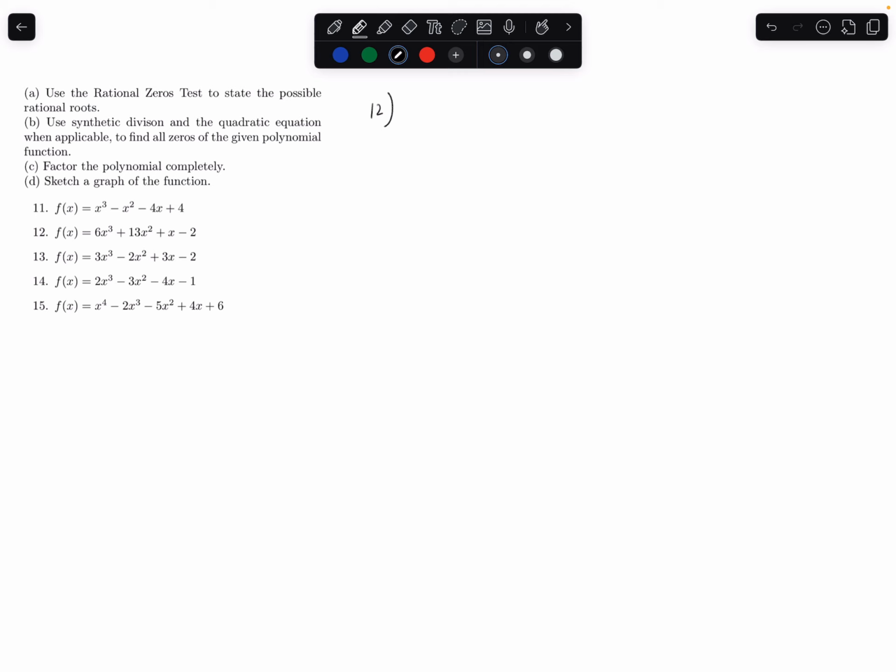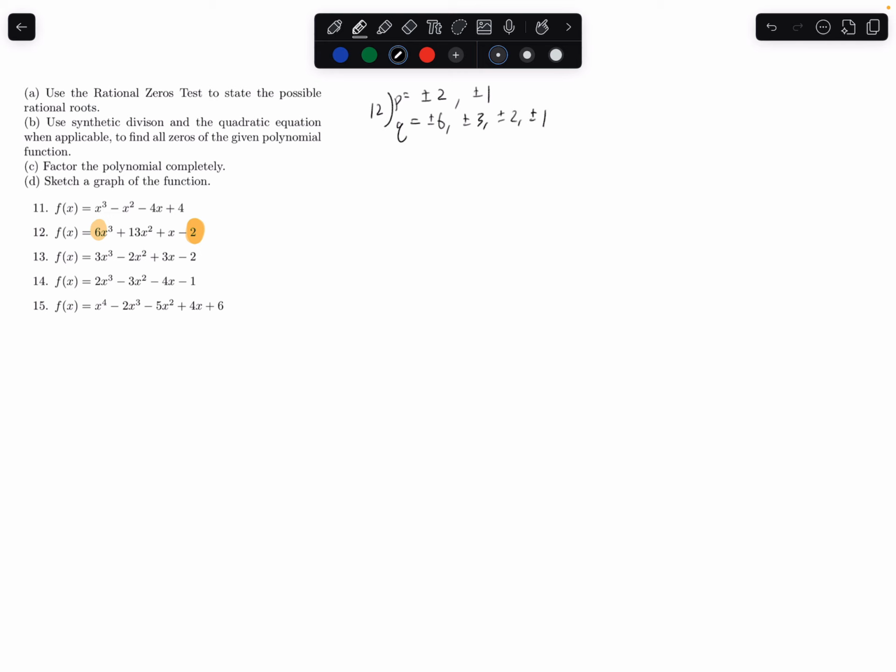Okay, first it says to use the rational zero test to state the possible rational roots. So here I'm focused on 2. The numerator should divide 2, so it's going to be plus or minus 2 or plus or minus 1. Those are the p values. The q values are things that divide the 6 here, so q is plus or minus 6, plus or minus 3, plus or minus 2, plus or minus 1.